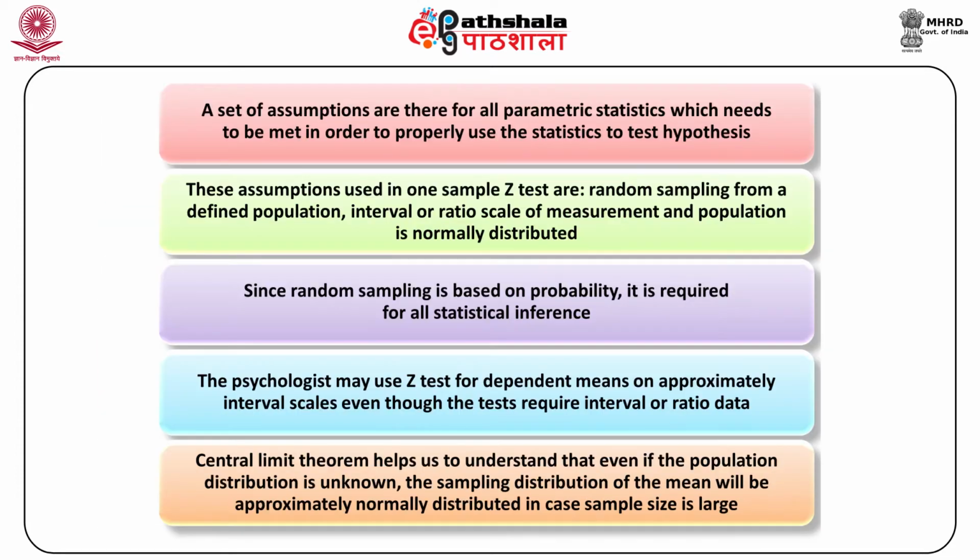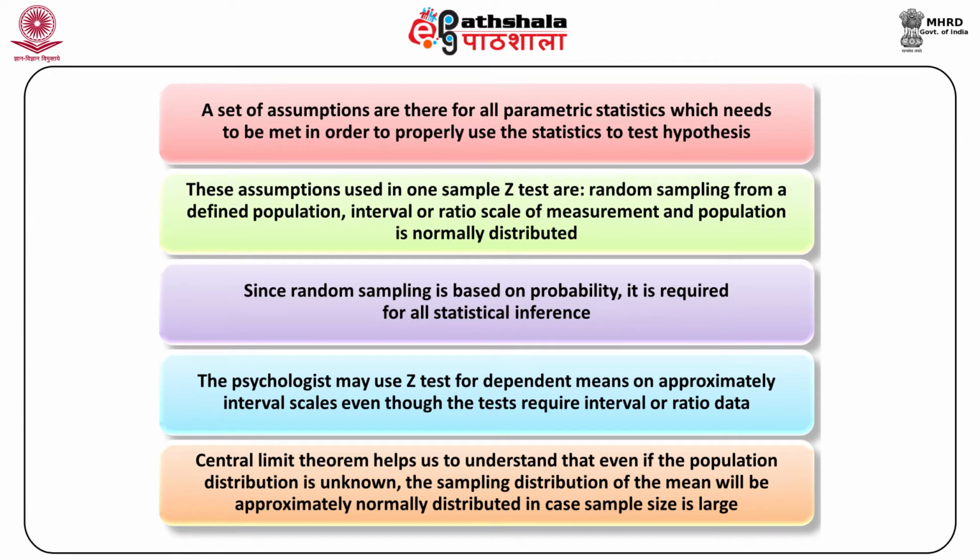A set of assumptions exists for all parametric statistics, which needs to be met in order to properly use the statistics to test hypotheses. The assumptions used in one sample z-test are: random sampling from a defined population, interval or ratio scale of measurement, and the population is normally distributed. Since random sampling is based on probability, it is required for all statistical inference.